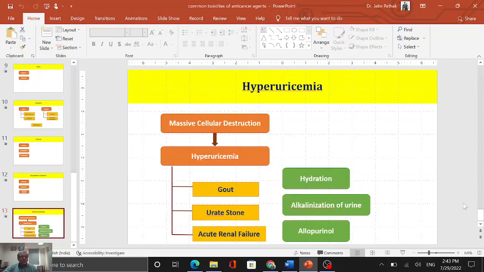Okay, so this is all about the common toxicities of anti-cancer agents.